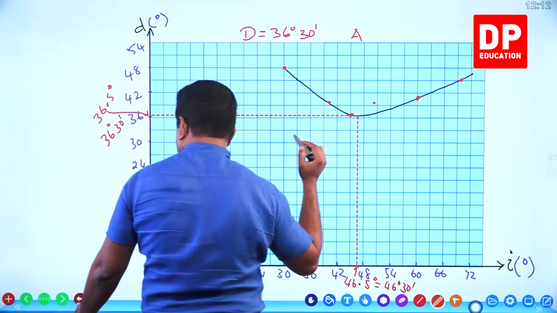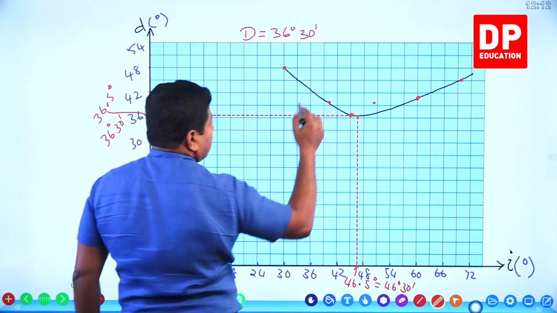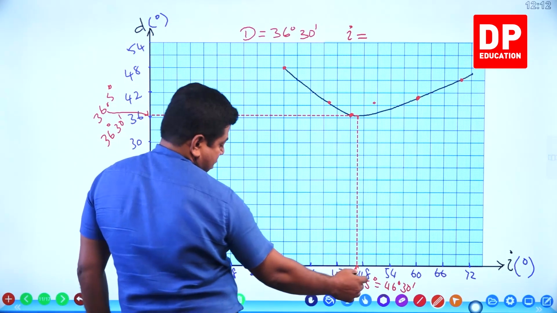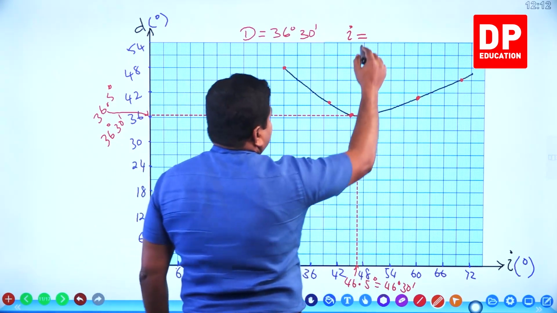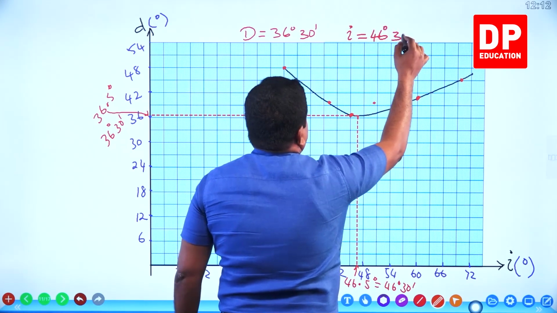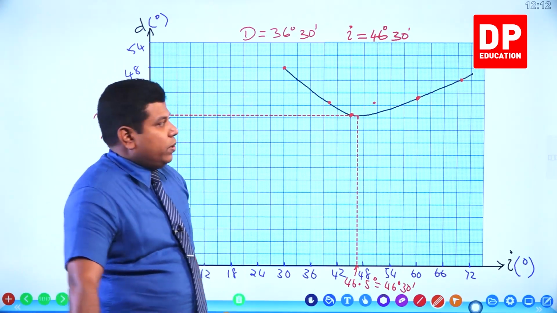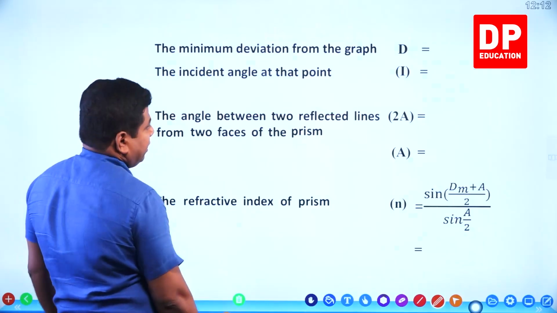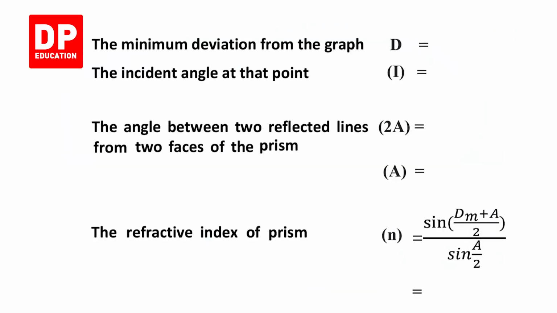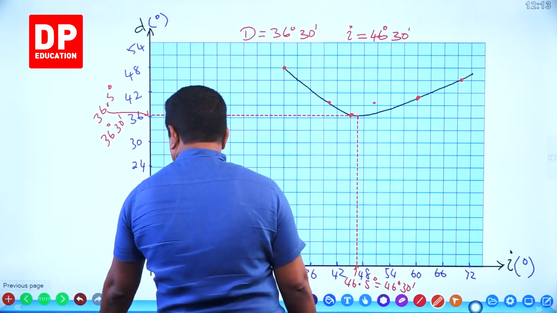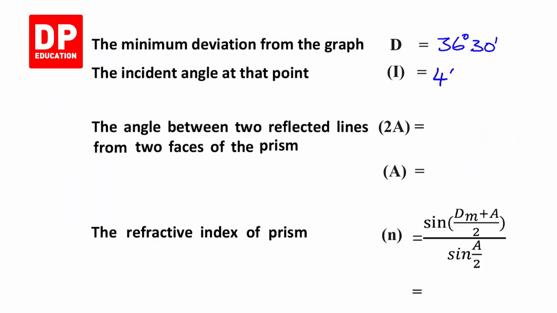Answer for the incident angle I we are getting, 46 degree, 30 minutes. Right? That's the D. Now let's see how to do the calculations. The minimum deviation from the graph is 36 degree, 30 minutes approximately. The incident angle at that point, 46 degree, 30 minutes.